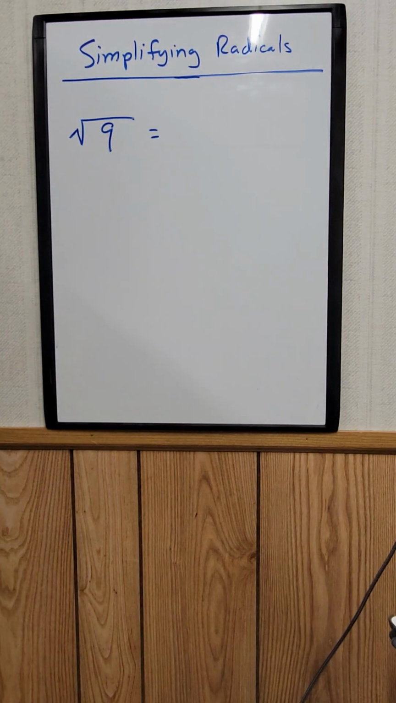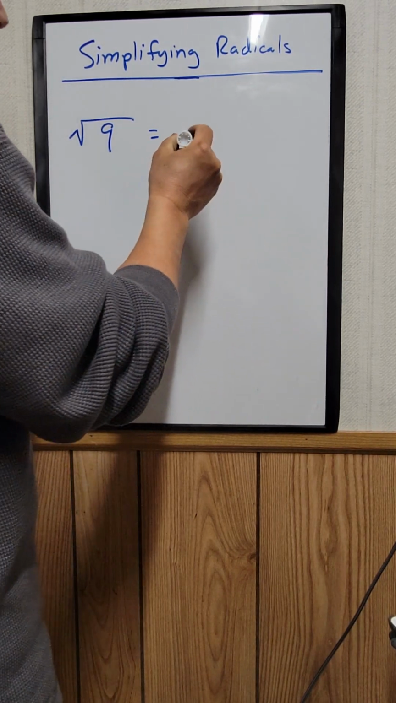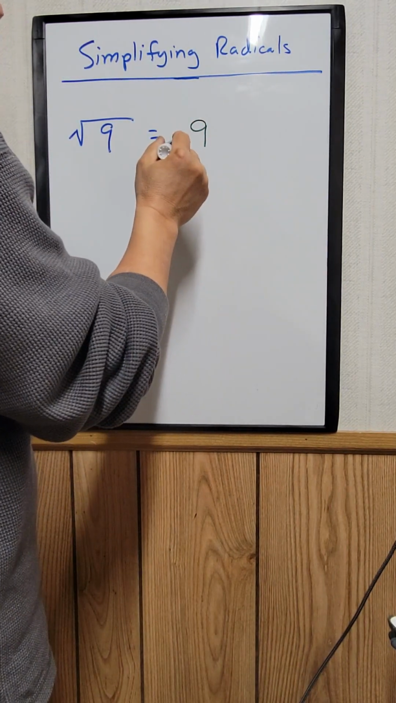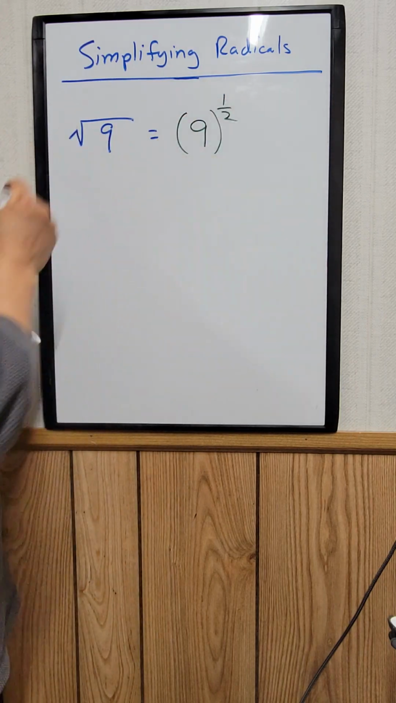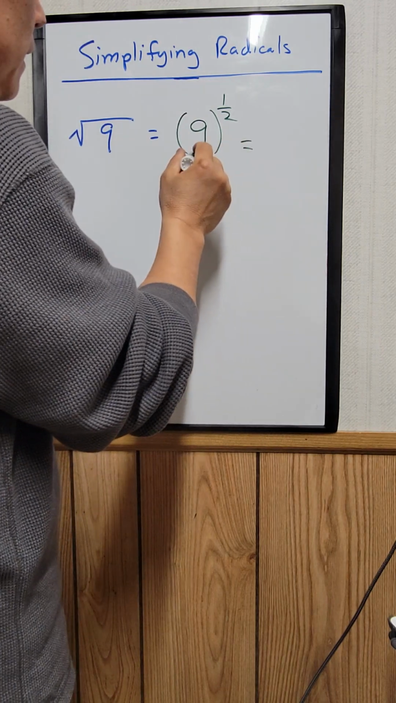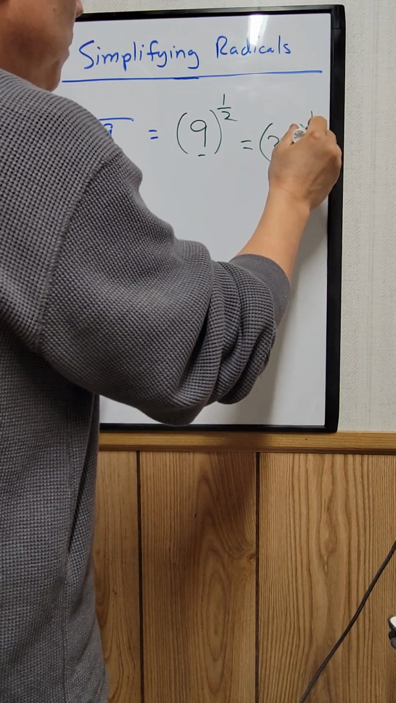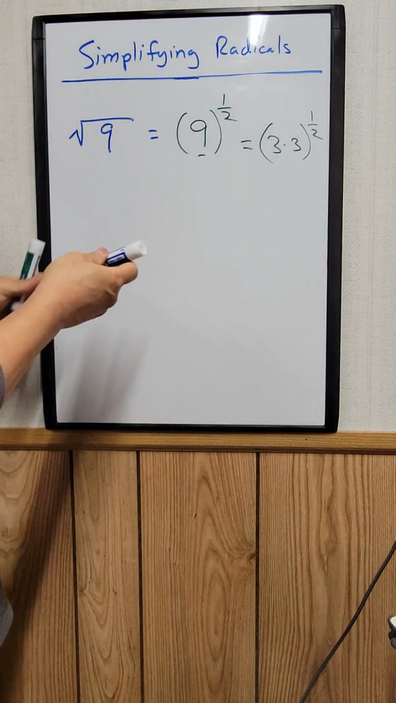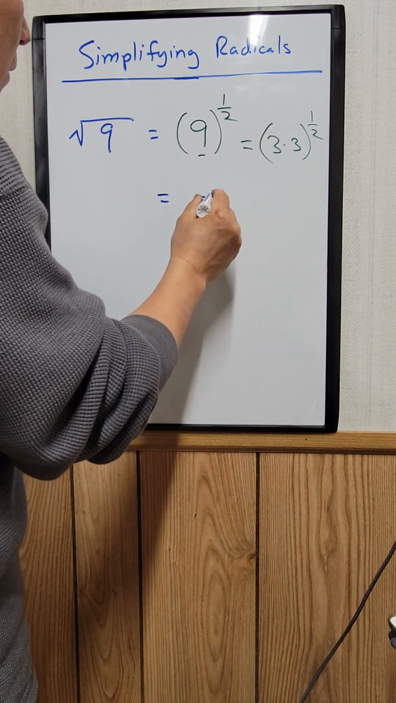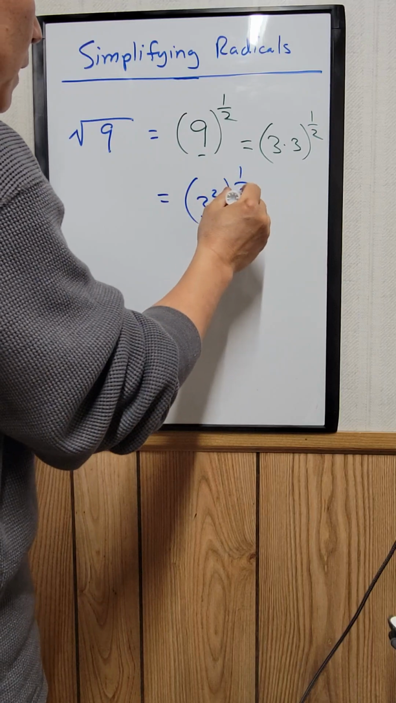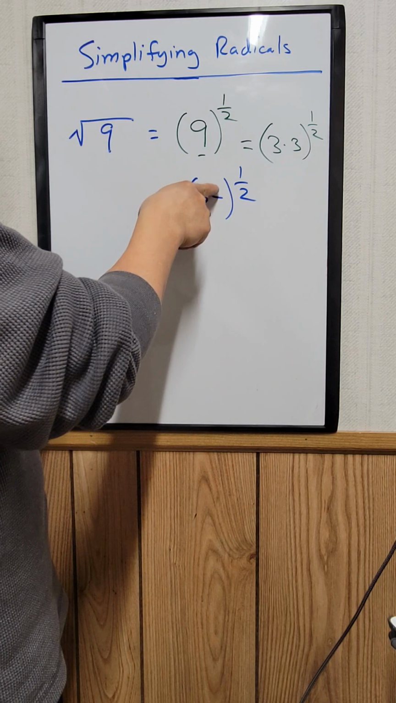How to simplify radicals. So what is the square root of 9? The square root of 9 can be written as 9 to the 1/2. So that's the same thing as the square root of 9. And then 9 can be written as 3 times 3 to the 1/2 power. Okay? And then 3 times 3, you can rewrite that as 3 to the 2, the whole thing to the 1/2.